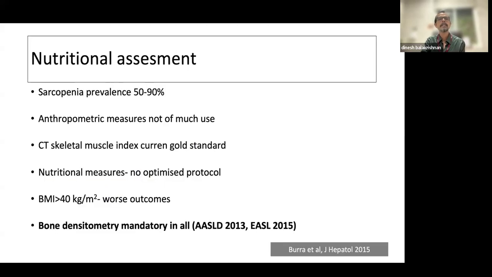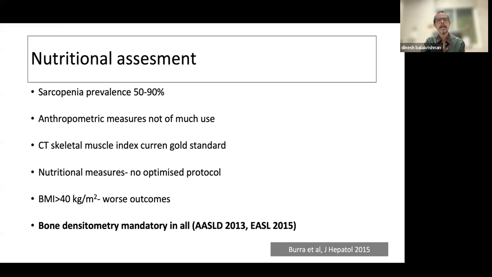Now, nutritional assessment pre-transplant, what is known as prehabilitation, is a very vital component before you do a liver transplant. Many of the transplant patients are sarcopenic, they have poor muscle reserve. So post-transplant, these patients are at risk for increased days on the ventilator, increased ICU stay, and chances of infections and pneumonias are higher in patients who are sarcopenic. So one way of looking at sarcopenia is to do the CT psoas muscle index, which gives you a very objective idea about sarcopenia. So these patients can be prehabilitated.